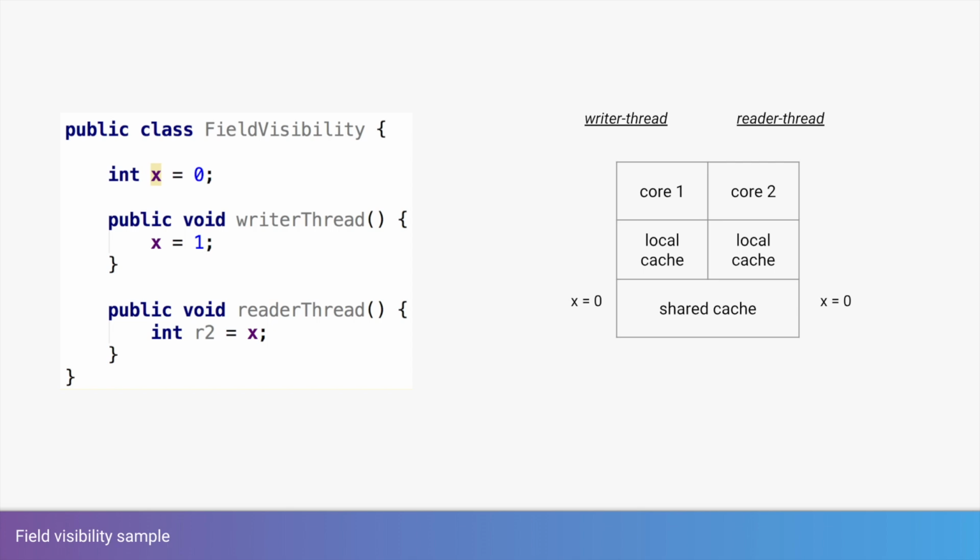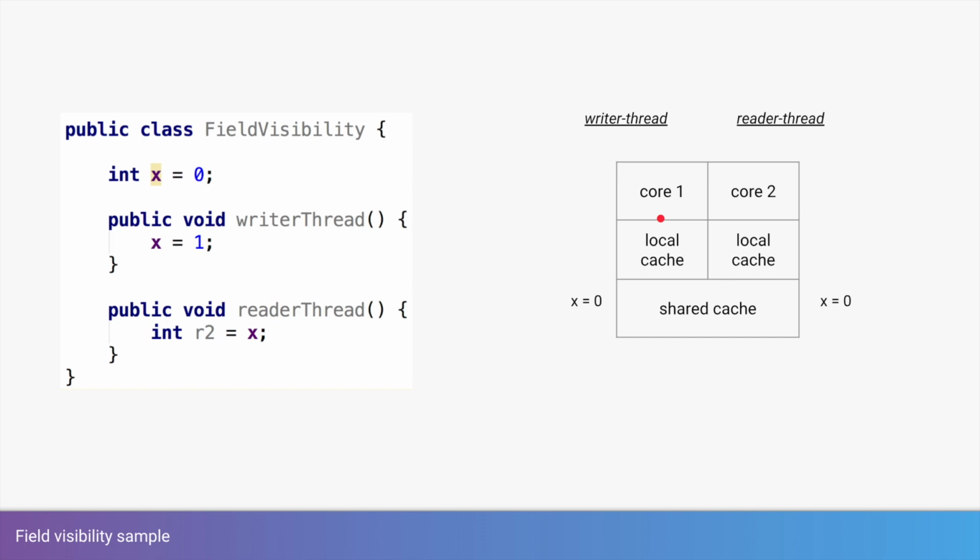Let's say we have a class called field visibility. Here we are setting the value of x as 0. We have a method called writer thread. We are setting the value of x to 1. And we have reader thread method where we take that value x and we set it to some variable called r2. Let's say we create an instance of this and we use the same instance to run two threads, a writer thread and a reader thread. Let's say the writer thread only calls this method writer thread, and the reader thread only calls this method of reader thread. Let's say both of these threads run parallelly.